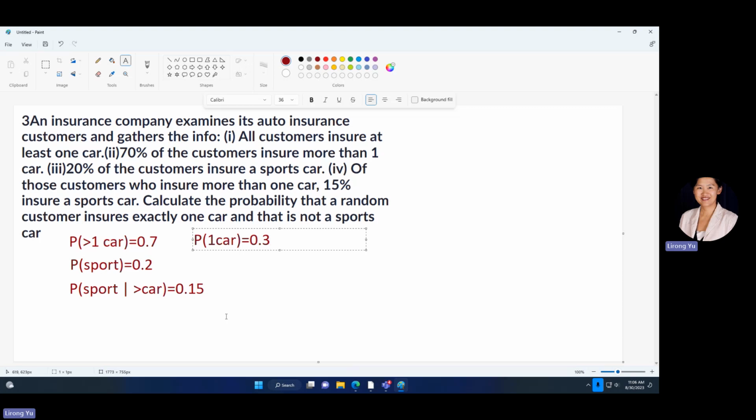All right. So the question is to calculate. There's a keyword "and" in here. It says and, so it's 1 and 2. So we want to find out the probability of insuring exactly one car and not a sports car. That's the question.